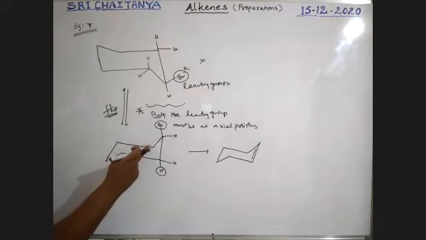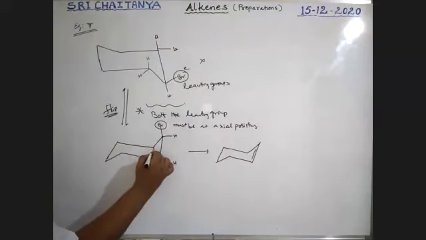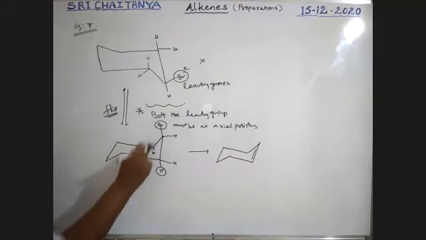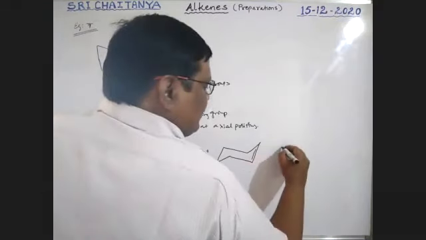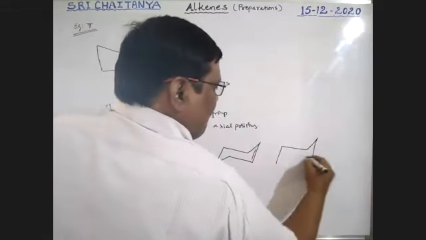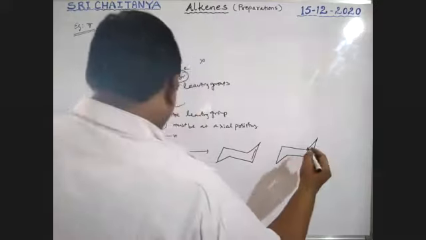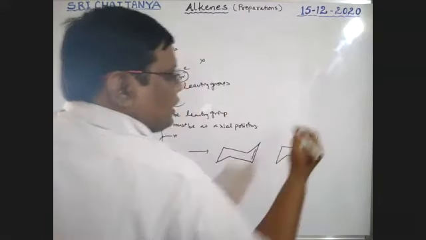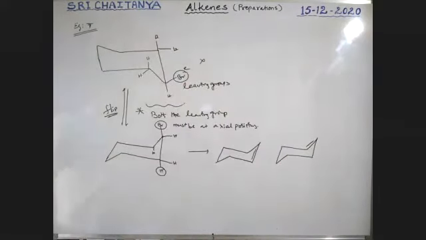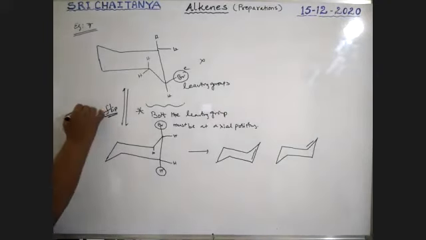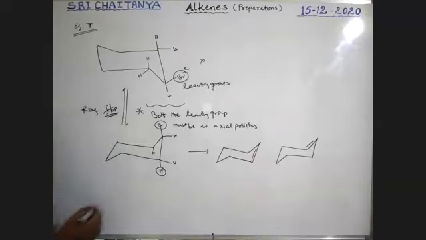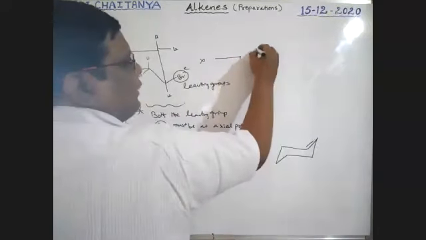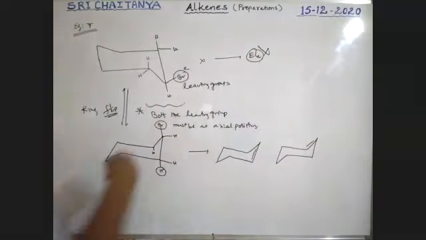Or this one and this one. Here also hydrogen is possible, and these two may also be involved in this condition. That means here also a double bond is possible. Here also a double bond is possible. So after ring flipping, elimination is possible, and direct elimination is not possible.